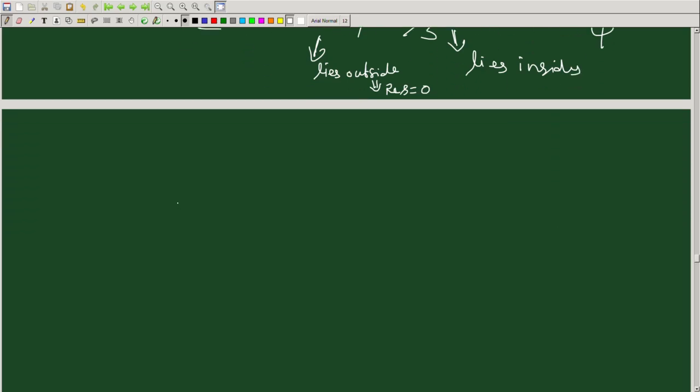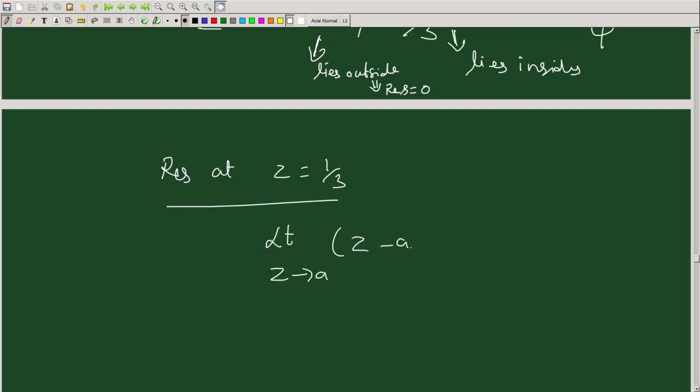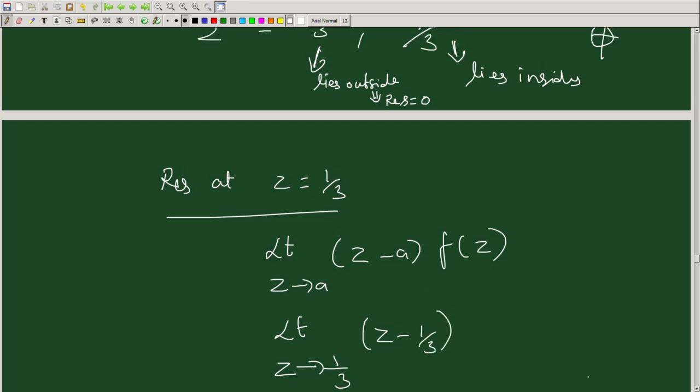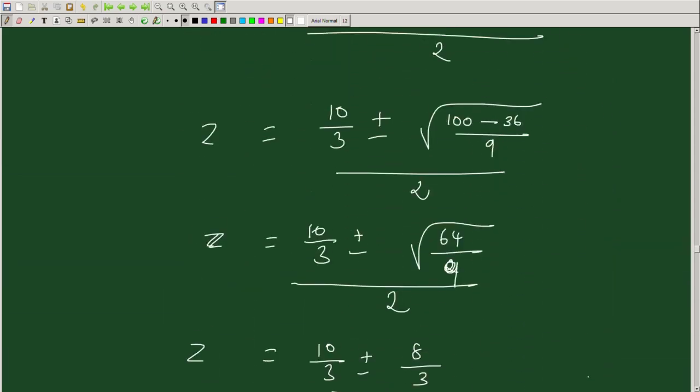So now, residue at z equal to 1 by 3, right? Residue at z equal to a, the pole of order 1. The formula is limit z tends to a, z minus a into f of z. So limit z tends to a, where the value of a is 1 by 3, z minus 1 by 3. See, the f of z is what we get from this equation. What was that equation?